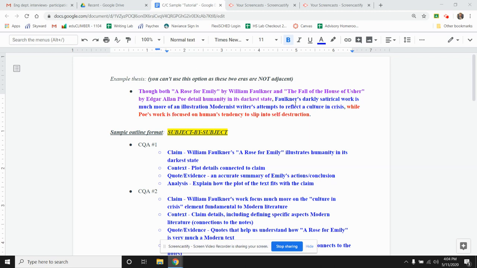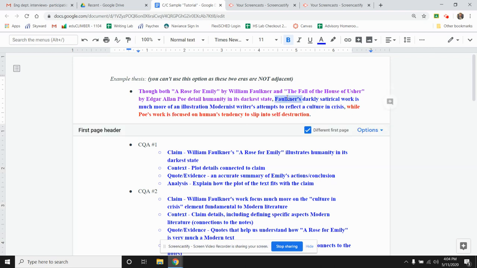You'll see that within this document, I've color coded things. So everything that's in blue is related to Faulkner's work, A Rose for Emily. Everything that's in red is related to Poe's work, The Fall of the House of Usher. Everything that's in purple reflects the two texts together, because red and blue is purple.